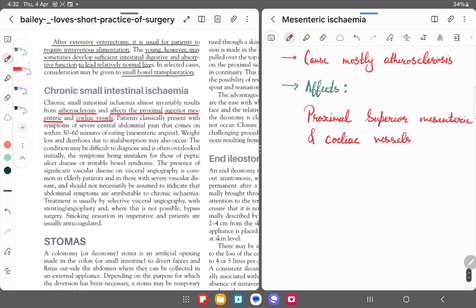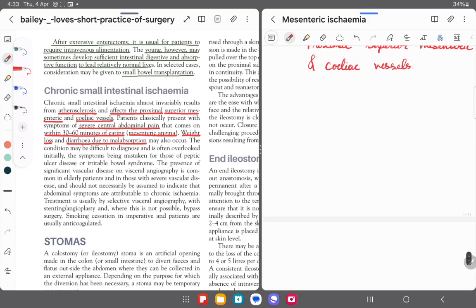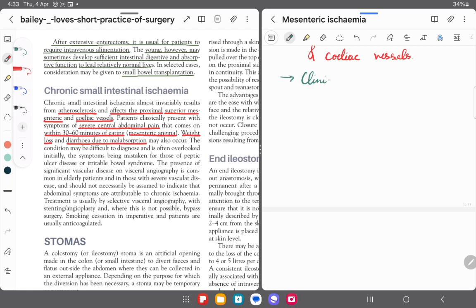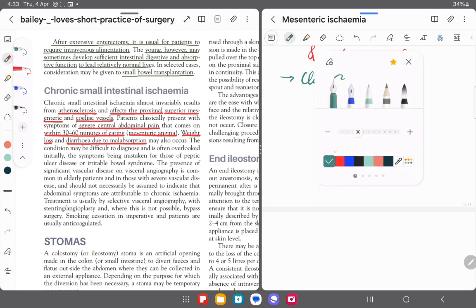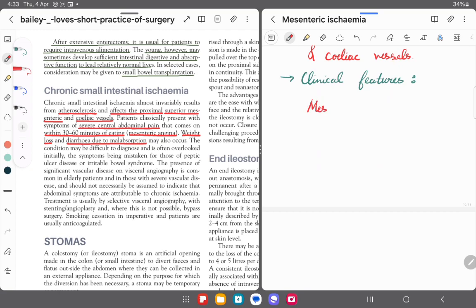Patients classically present with symptoms of severe central abdominal pain, which comes on within 30 to 60 minutes of eating, mesenteric angina. Weight loss and diarrhea due to malabsorption may also occur. So what are the clinical features? The clinical features are those of mesenteric angina.